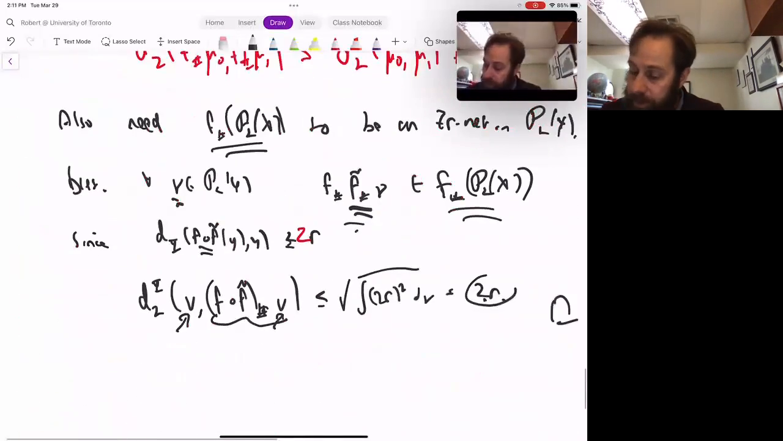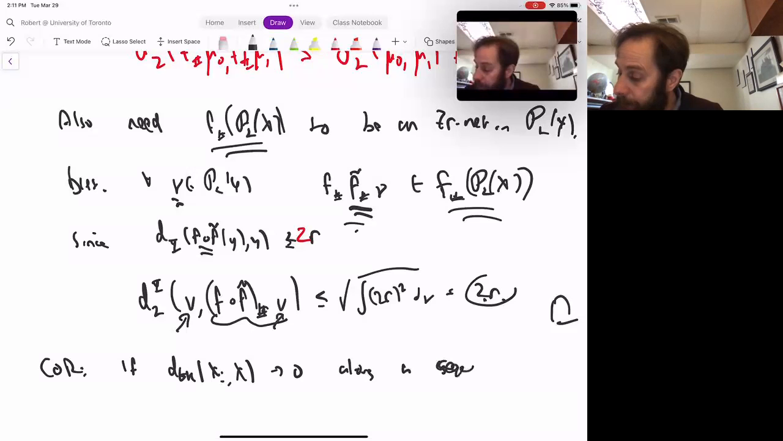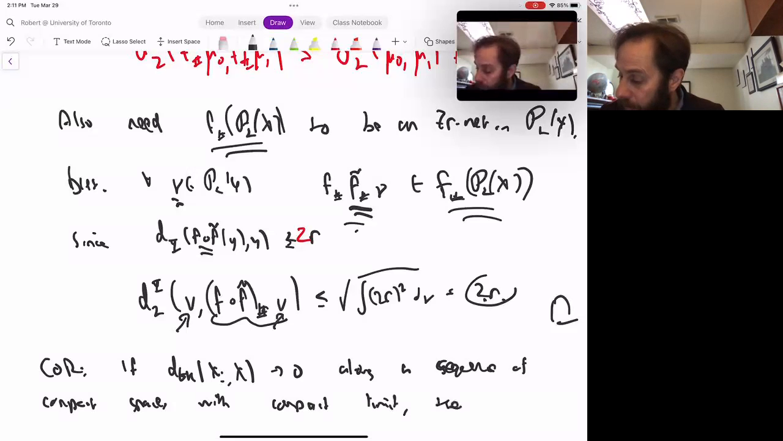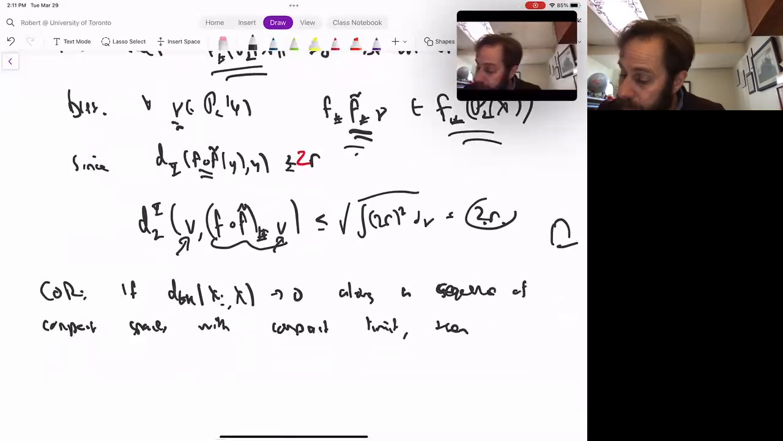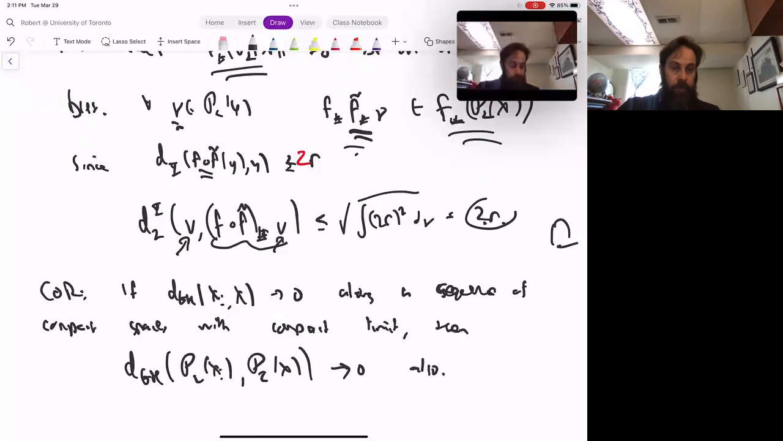So the corollary is, if dGH of Xi, X goes to 0 along a sequence of compact spaces with compact limit, then dGH of P2 of Xi, P2 of X goes to 0 as well. Questions?